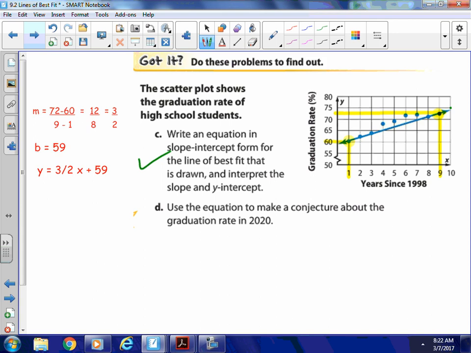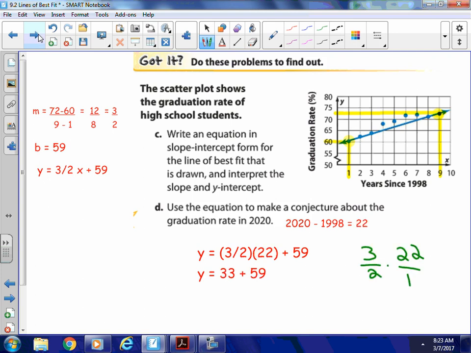So for the year 2020, when year 0 is 1999, what year is that? How do I find that out? That's when you do this math: the year they want minus the year since. So I'll do my 2020 minus my 1999, and I get 22 years. And that's an x value to plug in. So 3 halves times 22 plus 59. Just in case you need a little help, how do you multiply 3 over 2 times 22? Well, 22 can be put over 1, and we could reduce here. 2 goes into itself once, it goes into 22 11 times, and 3 times 11 is 33. So 33 plus 59 adds up to 92.